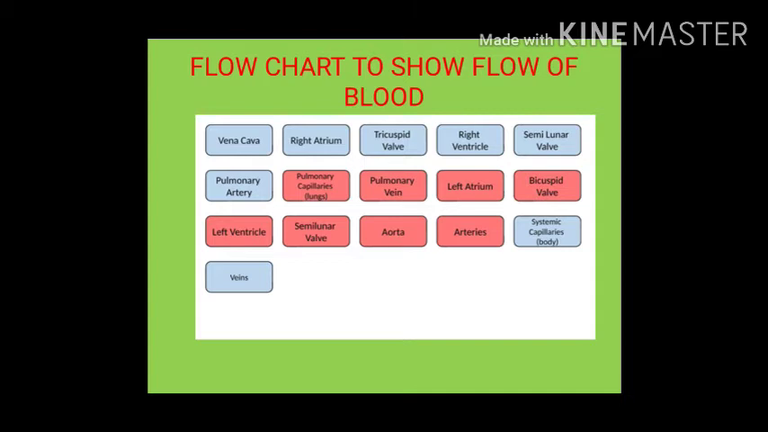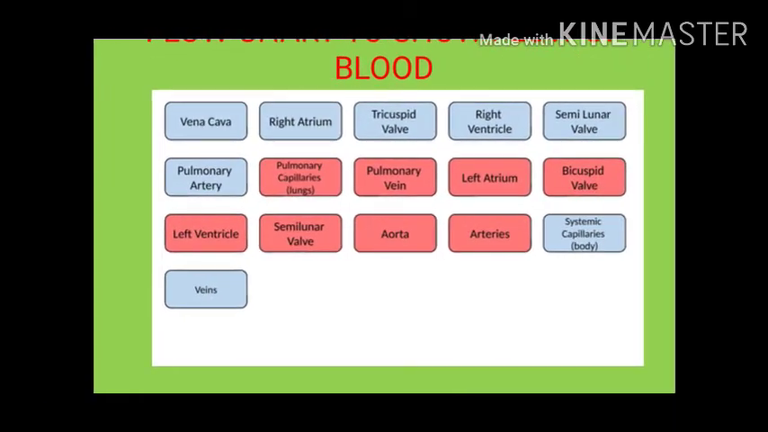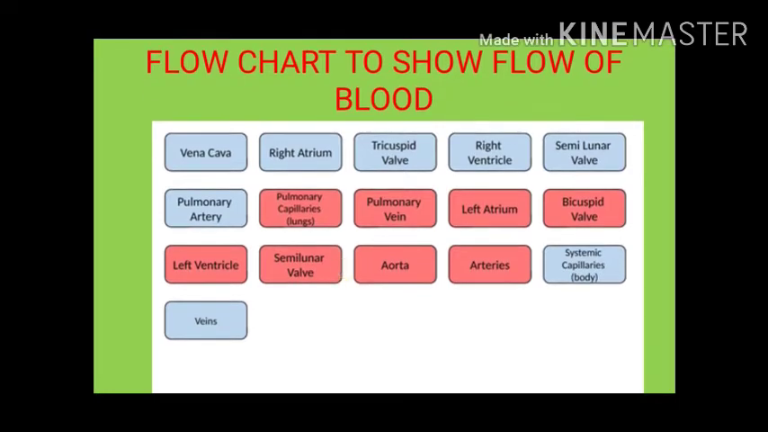Now let us talk about the flow of blood. So first we'll start with vena cava. Vena cava is the vein which brings impure blood to right atrium. So from right atrium through the tricuspid valve, blood moves to the right ventricle. From right ventricle through the semilunar valves, it moves to pulmonary artery. So pulmonary artery is taking blood to lungs.